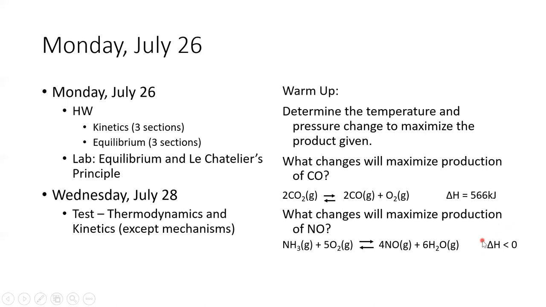Okay, so now, if we want to maximize the production of carbon monoxide, and energy is essentially a product, would we have to increase the temperature or decrease the temperature to cause a shift to the product side, a shift to the right? Increase temperature or decrease temperature?